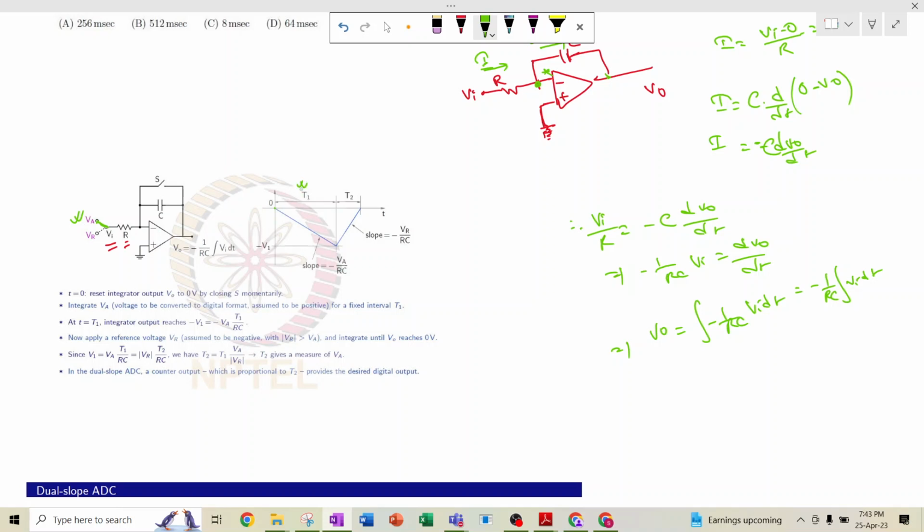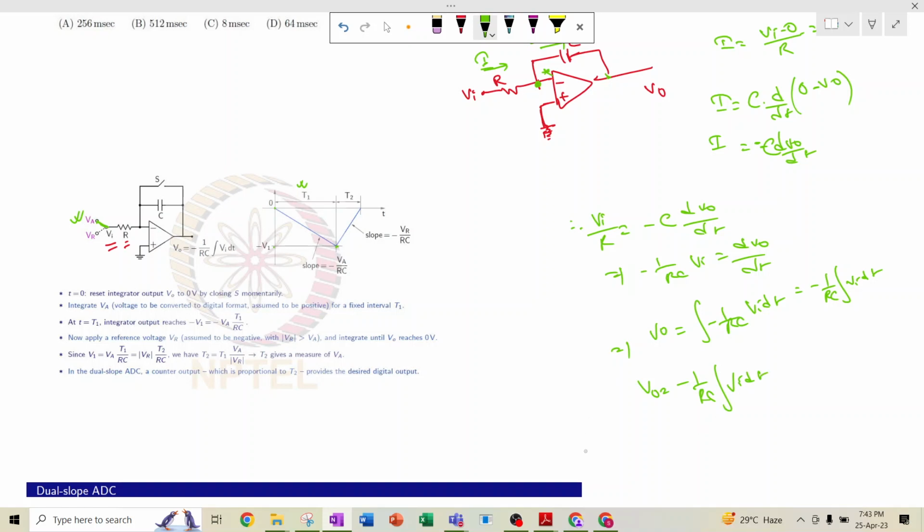Suppose at a certain time t1, the output reaches a particular value, which is known as minus v1. Okay, this is minus v1. So what is the slope of this? Here the input is now basically Va. So Vo, we know, is minus 1 by RC integration of Vi dt.